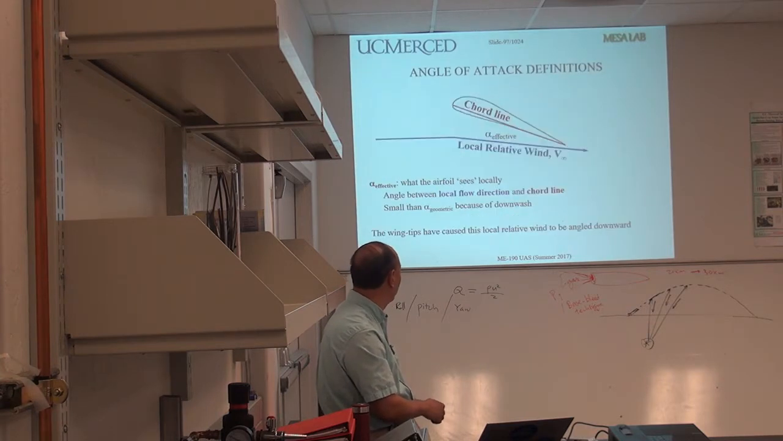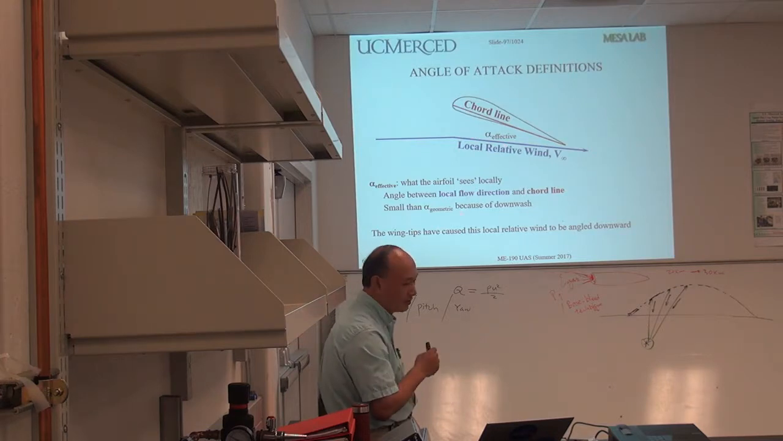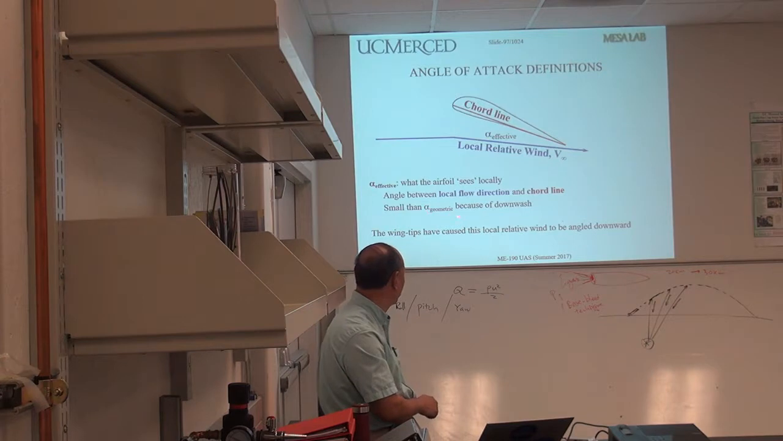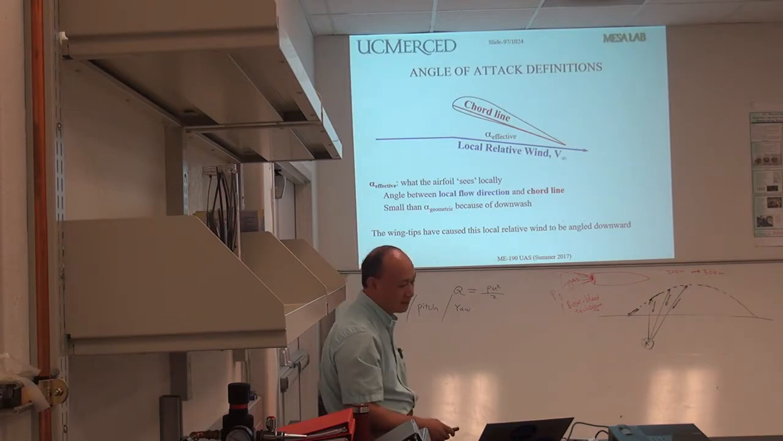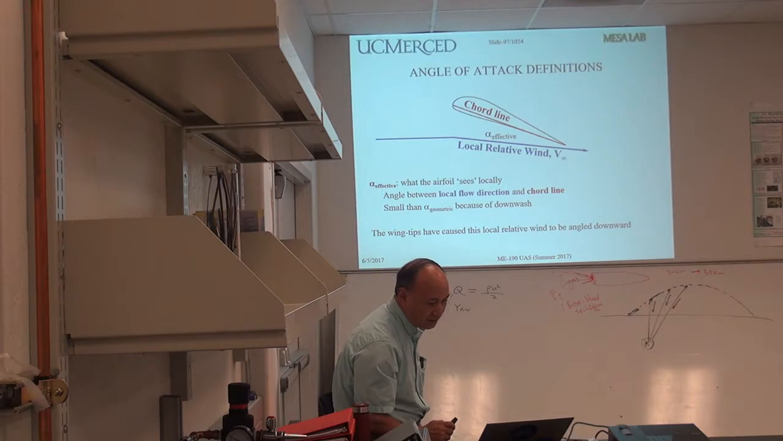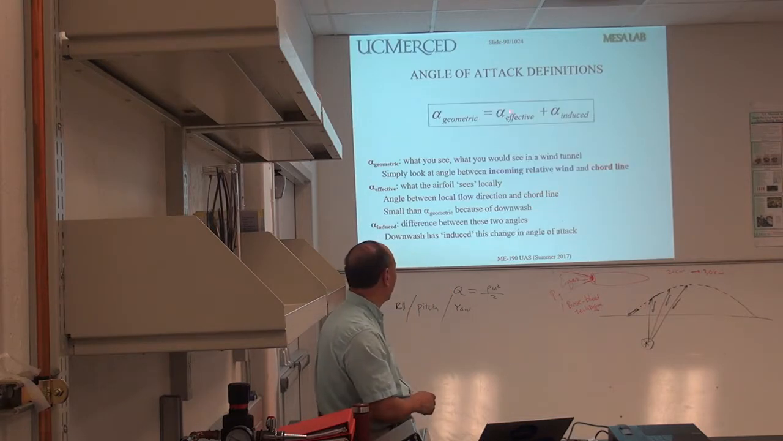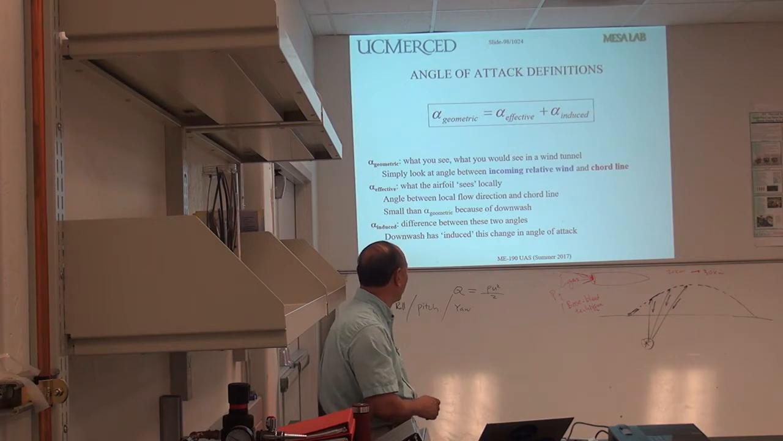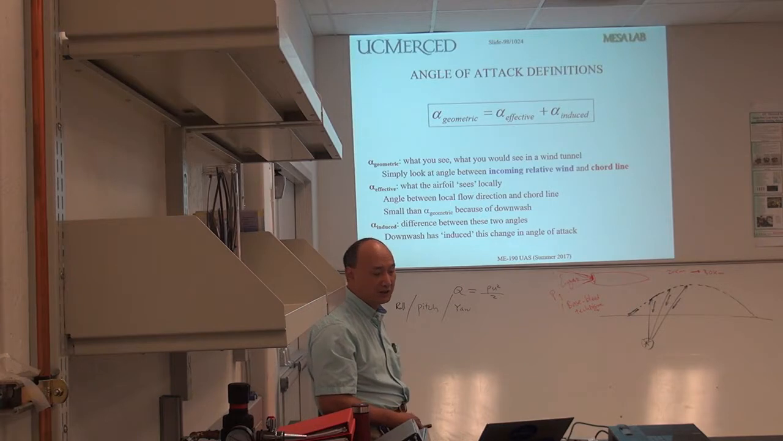So this is called alpha effective, and it will be smaller. Therefore, it sees locally the angle between the local flow direction and the chord line, which is what we call alpha effective. Alpha effective is always smaller than the geometric angle because of the downwash. So this is alpha effective, alpha induced, and these are all positive numbers. And this can be checked in wind tunnel experiments.